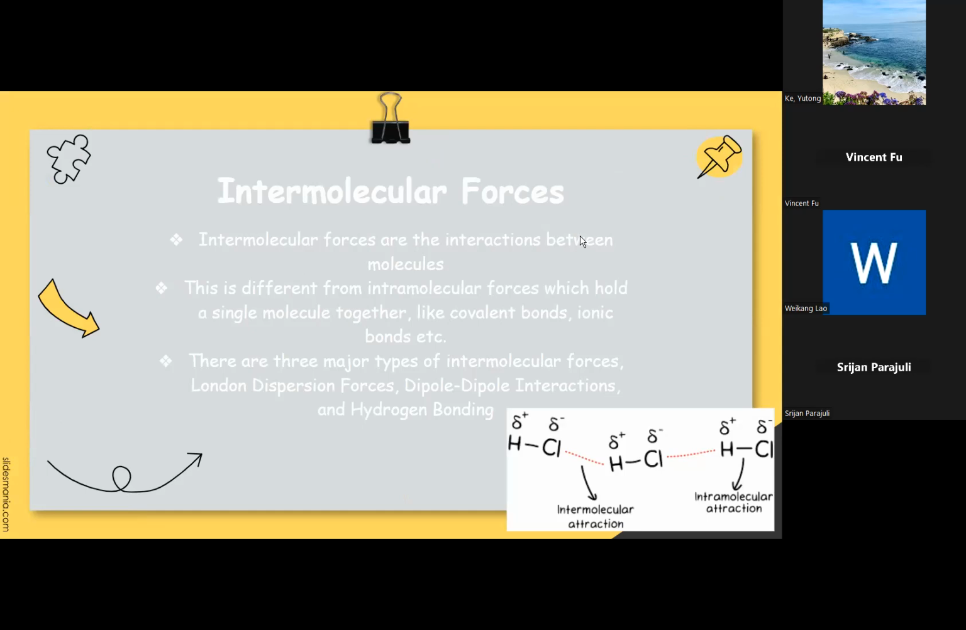And you can see it in the bottom corner. The intermolecular attraction is between the chlorine in one molecule of HCl to the hydrogen in an entirely different molecule, while intramolecular attraction is just between the hydrogen and chlorine of the same molecule.